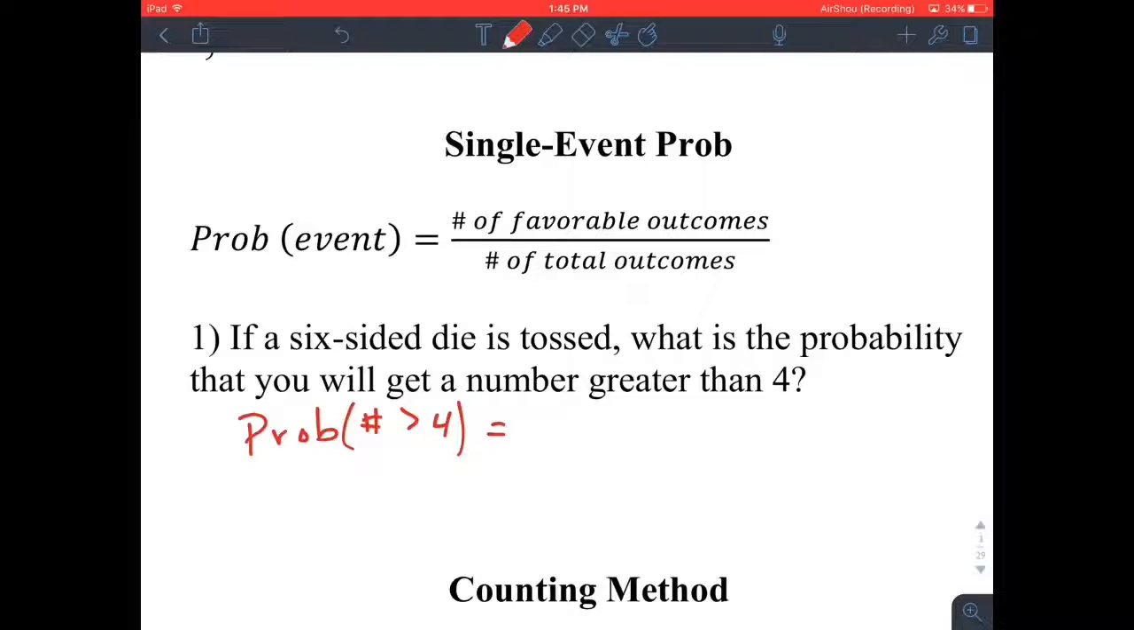Well, how many outcomes are there greater than 4 on a die? There are 2. You can have a 5 or you can have a 6. You divide it by the total number of outcomes. There are 6 sides to a die, so the probability of getting something greater than a 4 is 1 out of 3, because 2/6 reduces to 1/3.